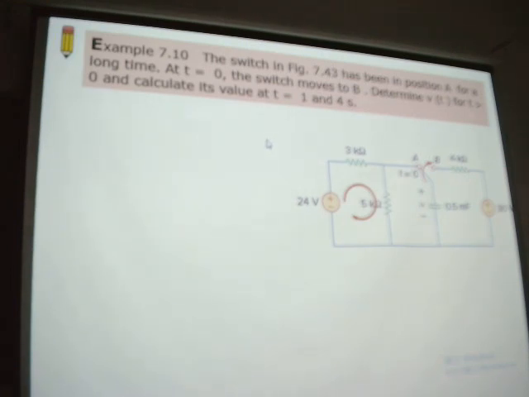Okay, look at this example. The first step for this question, we need to calculate the V(0), with t smaller than 0, because V(0) is the state before we change the switch, right? So if we want to find out V(0), we need to analyze the status before t equals 0. For this state, our switch is on A.